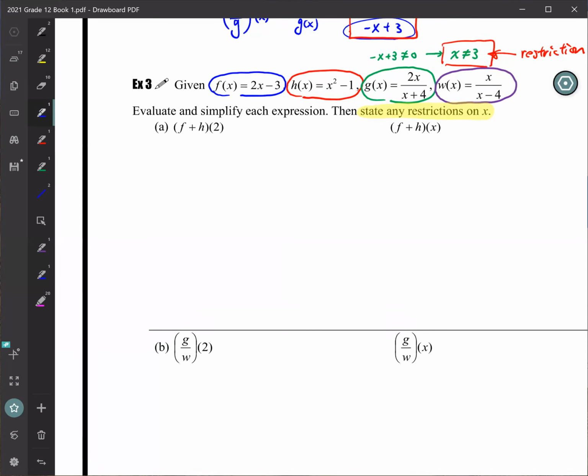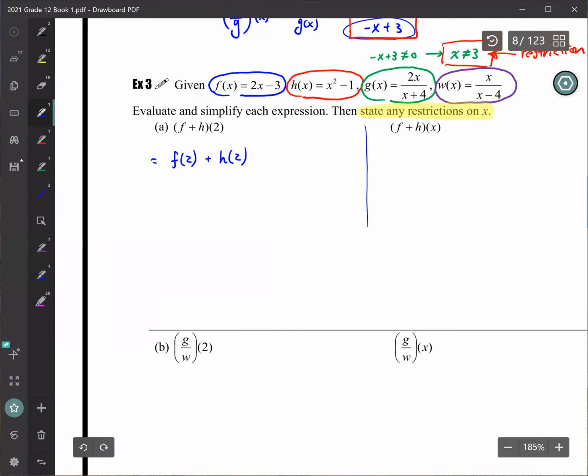Question A, f plus h of 2. This is not multiplying by 2. Remember, this is function notation. So what this means is f of 2 plus h of 2. Just like when you see the right hand side, it means f of x plus h of x.